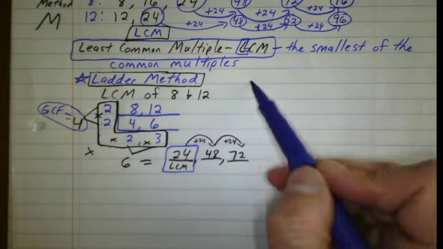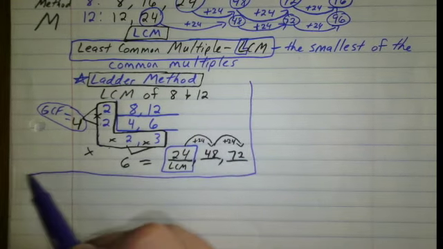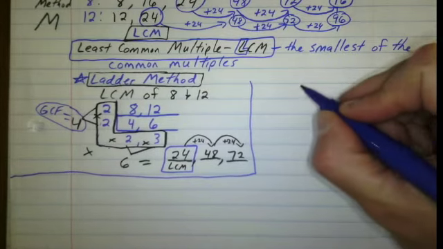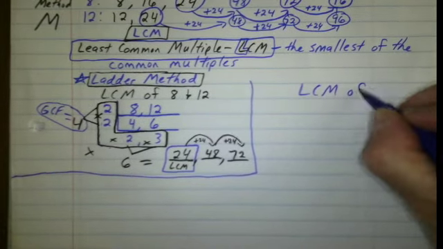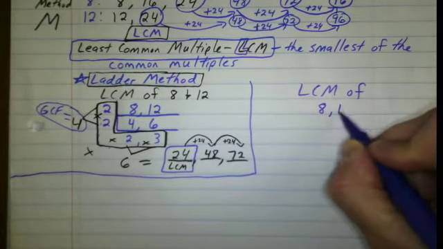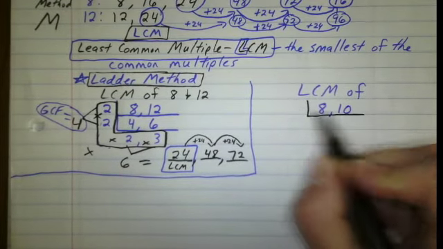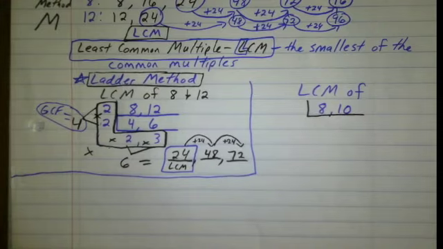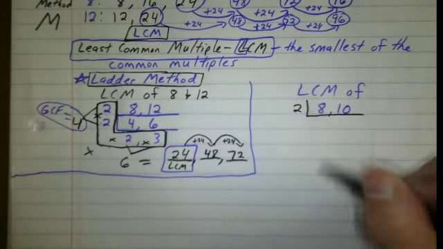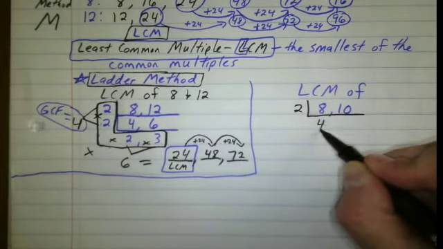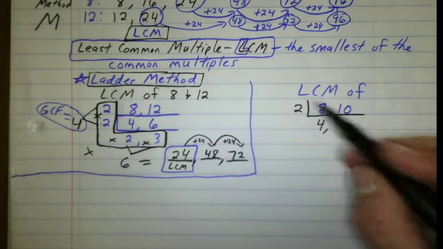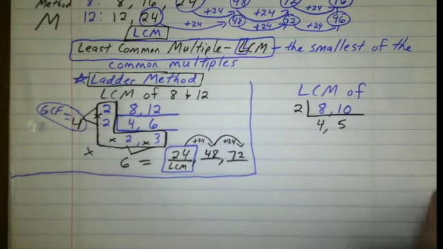Okay, let's do another example over here to the right because we have some room. What is the LCM of 8 and 10? I'm going to make a rung because I know there is a prime number that goes into both of those. That prime number is 2. I can divide 8 by 2 and get 4. 10 divided by 2 and I can get 5.